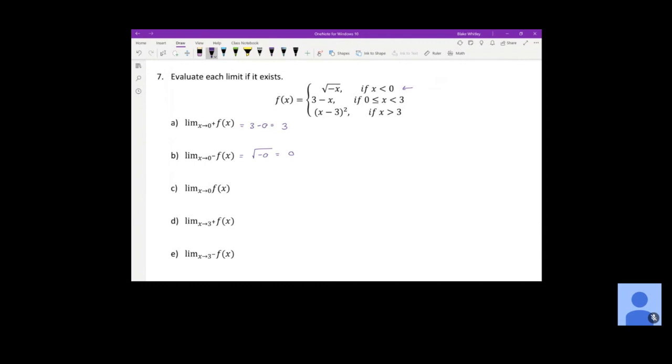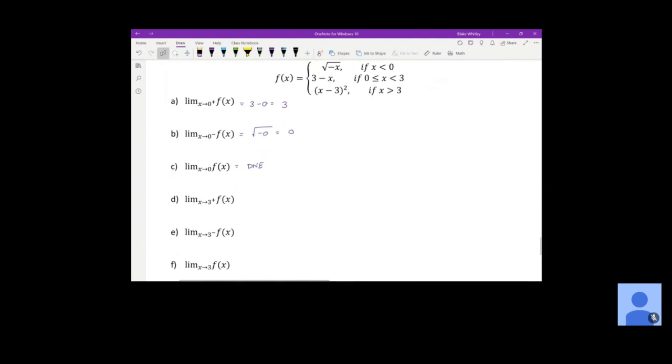Okay, now C is asking for the overall limit as x approaches 0. Good. In this case, this does not exist. And I don't ask for a justification here. I assume at this point you would know it's because the 3 and the 0 are not the same. So if the limit from the left and the right are not the same, that's how we get does not exist there. Any questions on that one?